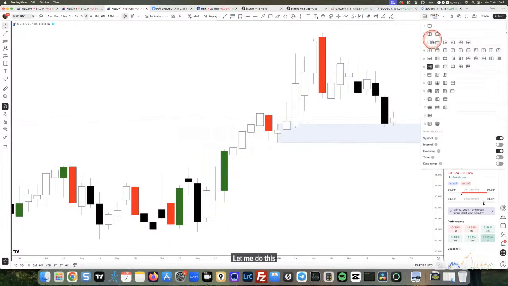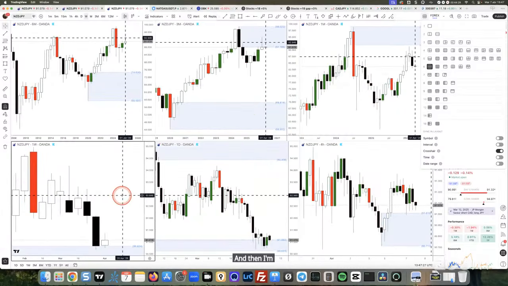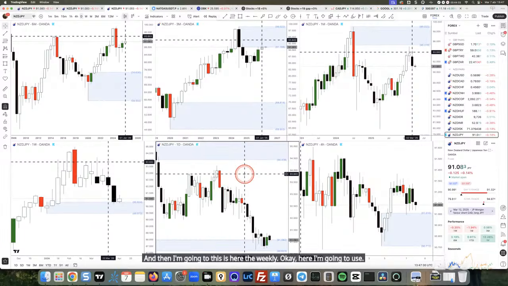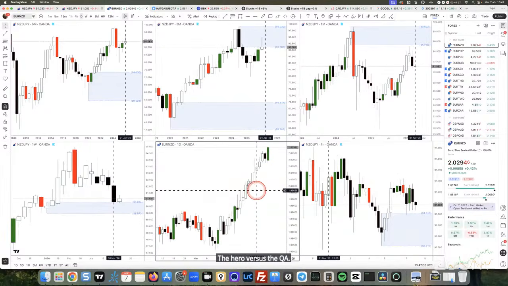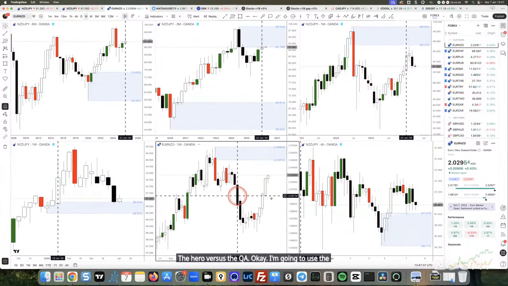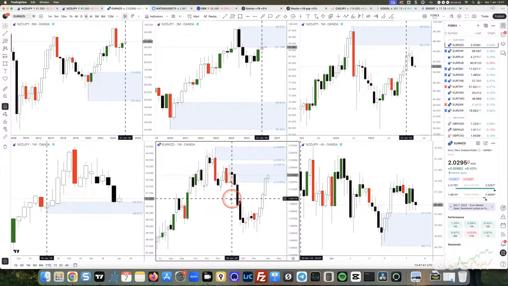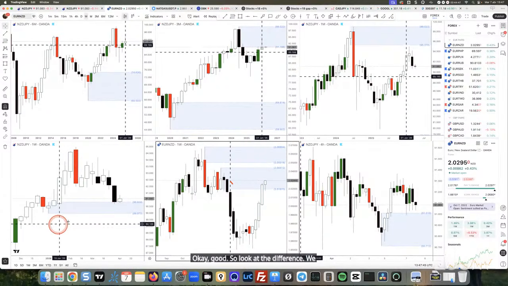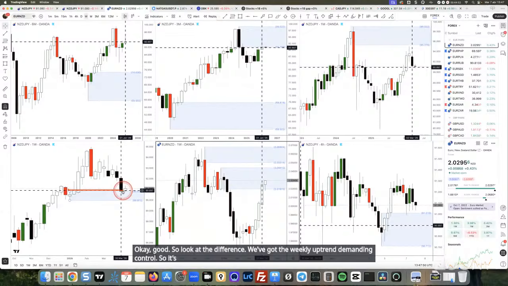On the other one, let me do this. Let me unsync the symbols. This is here, the weekly. Here I'm going to use the euro versus the Kiwi, and I'm going to use the weekly time frame too. Okay, good. So look at the difference. We've got the weekly, an uptrend, demand in control. So it's like uptrend, demand in control, buy.